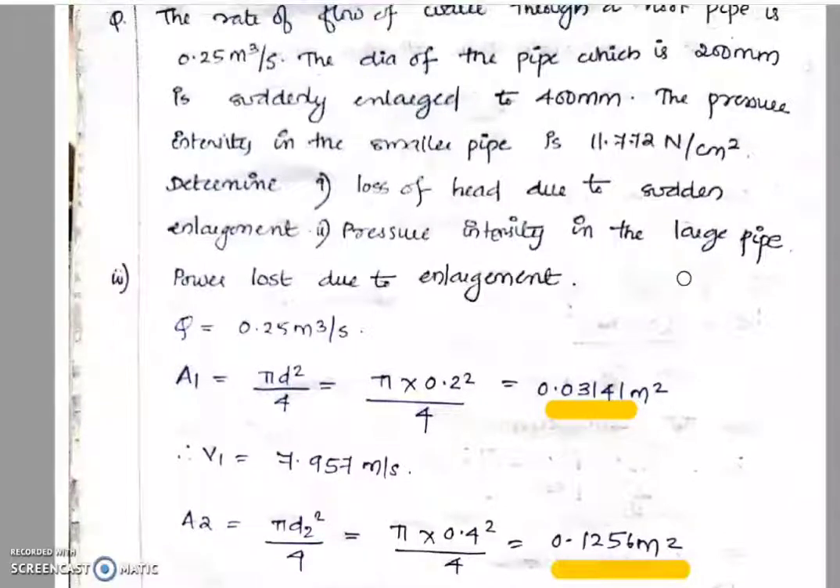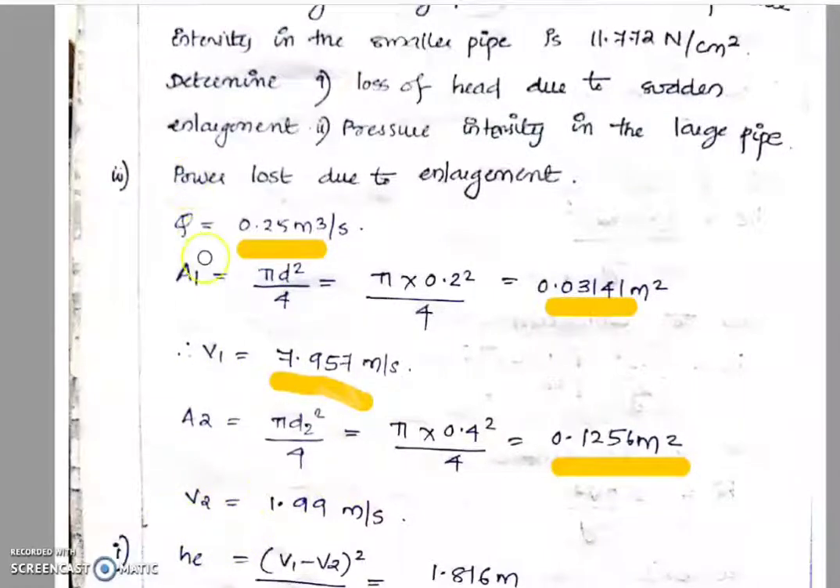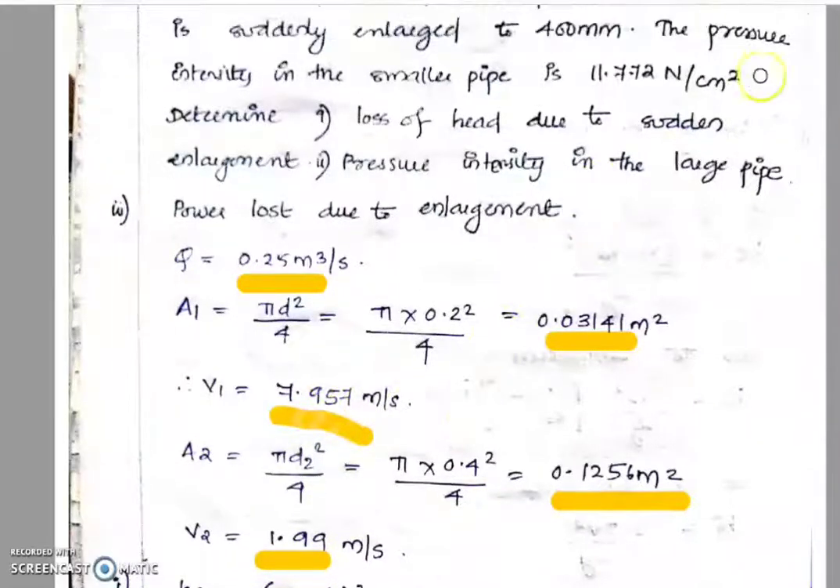Now, what is the next data? Before writing down the next data, from this equation you can find out V1 and V2, isn't it? That is A1 V1 equal to A2 V2 equal to Q. So the discharge is given as 0.25 meter cube per second. From A1 V1 equal to Q, you can find out V1, and from A2 V2 equal to Q, you can find out the velocity at the second, enlarged portion of the pipe. So V1 and V2 you found out, and the next given data is P1, that is the pressure intensity in the smaller pipe, meaning the initial pipe. So P1 is 11.772 Newton per centimeter square. That is the last given data.